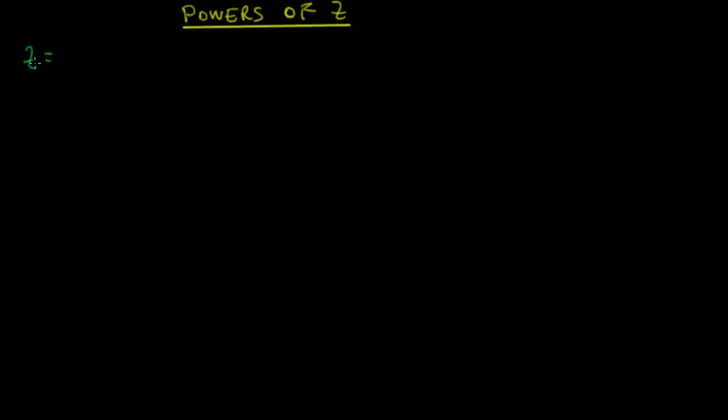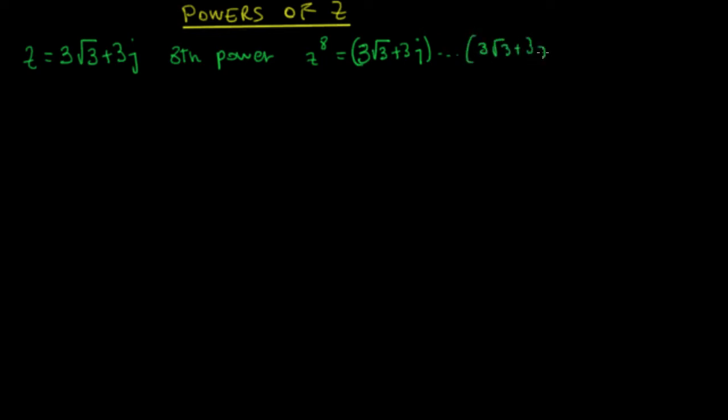Let us give a complex number z, which is 3 square root of 3 plus 3j, and we want to evaluate the eighth power of this complex number, which is to say z raised to the eighth. If we use the Cartesian form, we should evaluate this as 3 times square root of 3 plus 3j times 3 square root of 3 plus 3j. All this has to be performed 8 times, and you see how cumbersome it's going to be.